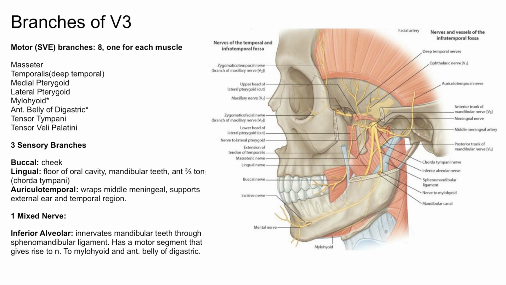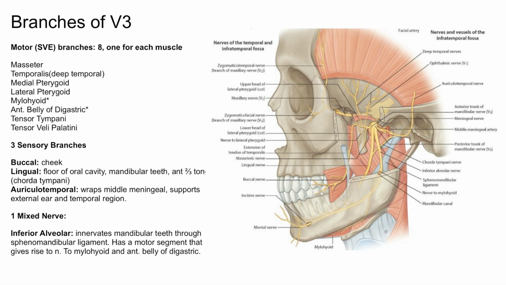So the auriculotemporal nerve wraps around the middle meningeal artery here, and this is another favorite testable relationship because it's just iconic and it's easy to observe in real life, and it provides sensation to the temporal region of the external ear, and it also carries parasympathetic fibers to the parotid gland from cranial nerve 9.